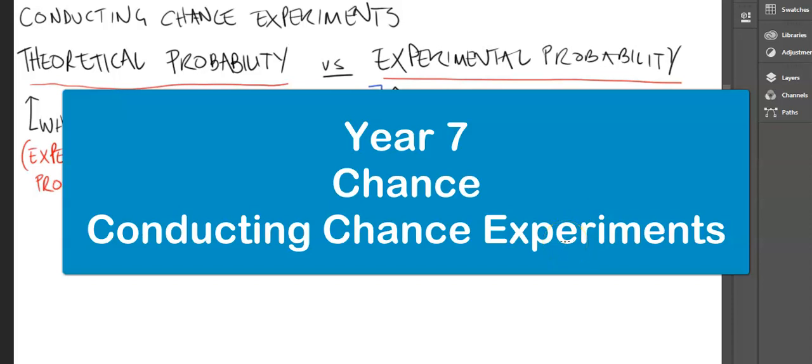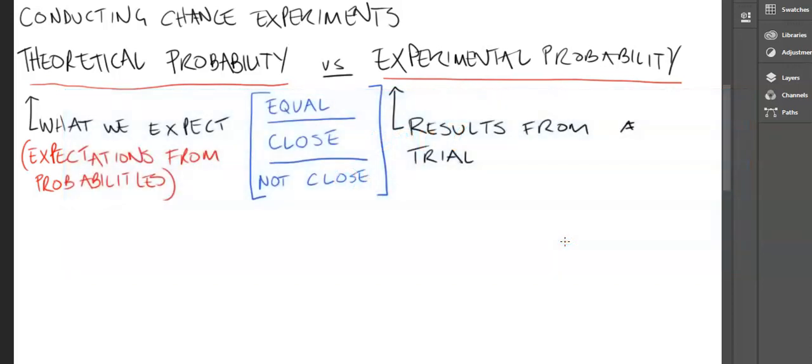Hey Year 7s, Mr. Herman here, and this video is going to be looking at the skill set of conducting chance experiments. And there's quite a bit of information with this skill. It kind of jumps into a very murky territory.